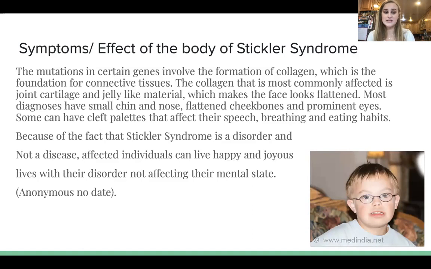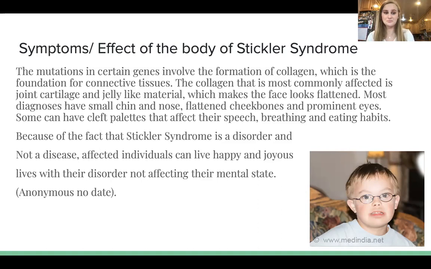So most diagnoses have a small chin and nose. They also can have flattened cheekbones and very prominent eyes. Some can have cleft palates, and cleft palates can affect their speech, breathing, and eating habits. And that is very scary and can affect their quality of life later on. So that is a more severe case. And so that is kind of their physical symptoms.